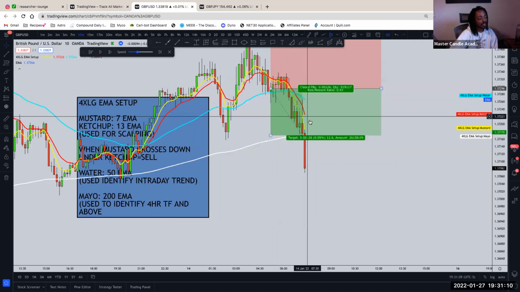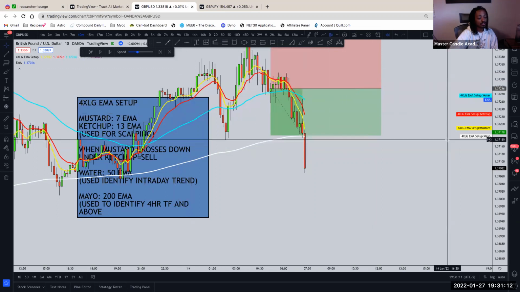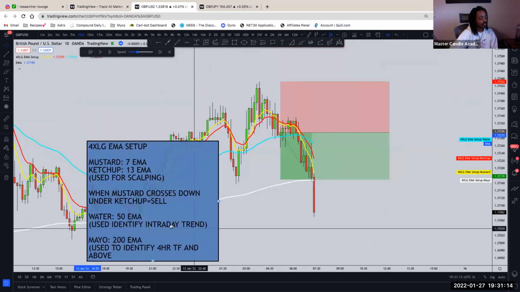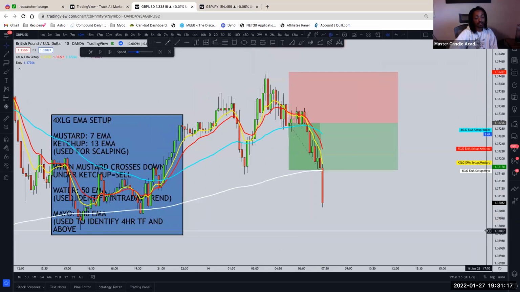So what are you guys also noticing? What else do we see? Other than the crosses, what else do we see? What kind of indication is the market giving us? Not just a break. That is one. Price is under Mayo. That is one. It's not what I'm looking for though. Think outside of the 4XLG. What else do you see?